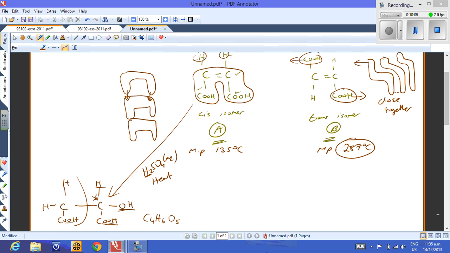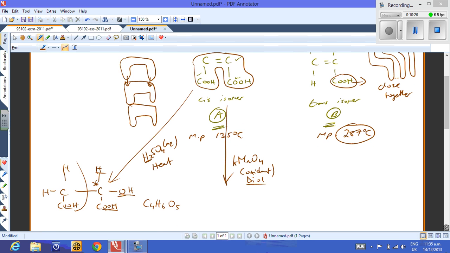The next thing we can talk about is compound A, which will react with potassium permanganate to form compound D. Potassium permanganate is an oxidant, and oxidation of an alkene will form a diol. And therefore the compound we get is, I'll use a different color now, not to mix these things up.